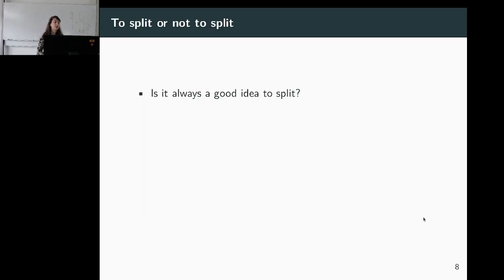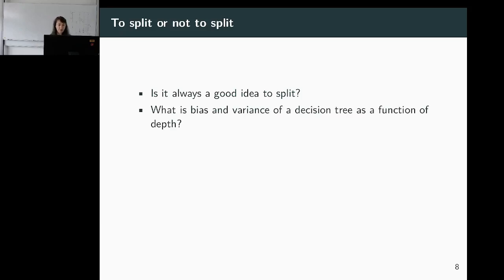And the question, of course, is: is it always a good idea to split or not? And the answer is, we need to think of our bias and variance. So recall, what is the bias and variance of an estimator? High bias means there is something wrong with our algorithm, that we cannot even classify our training data correctly. So basically, high bias means underfitting.